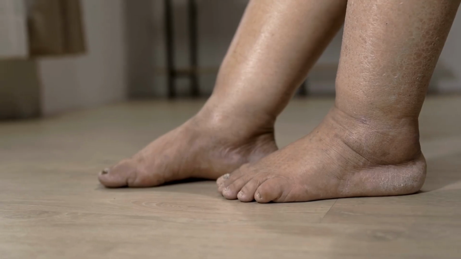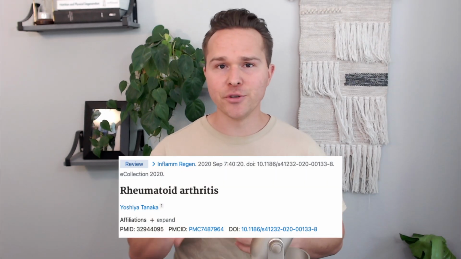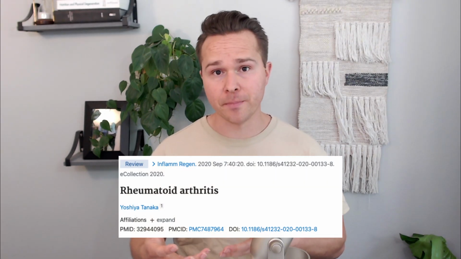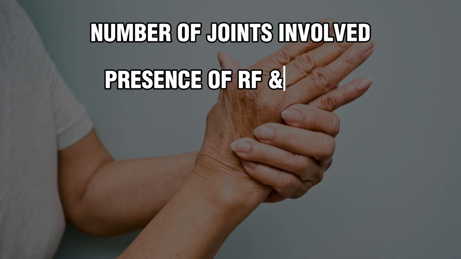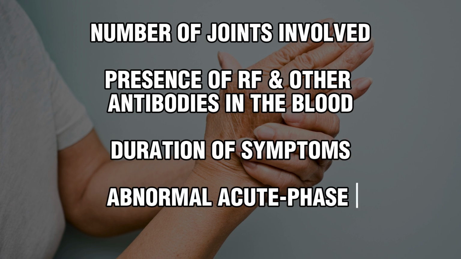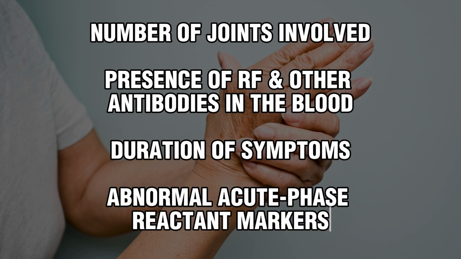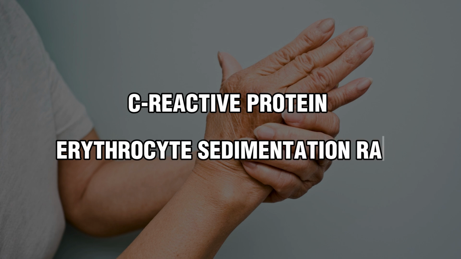Now, what are the symptoms of RA and how is it diagnosed? Because of the damage that's being caused to the joints, you're going to see swelling, pain, and even stiffness in those joints that are affected. And RA is diagnosed based on a variety of criteria. These criteria include the number of joints involved, the presence of rheumatoid factor and other antibodies in the blood, the duration of symptoms, and abnormal acute phase reactant markers like elevations in CRP and erythrocyte sedimentation rate.